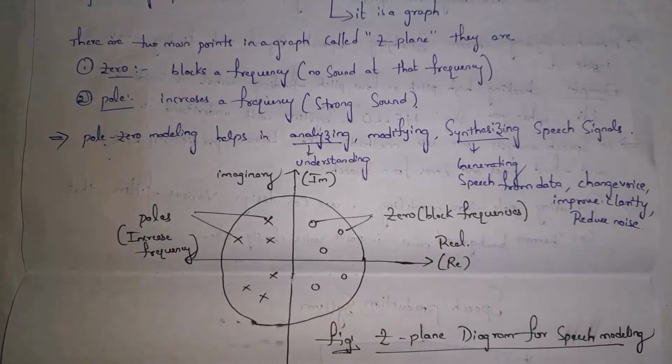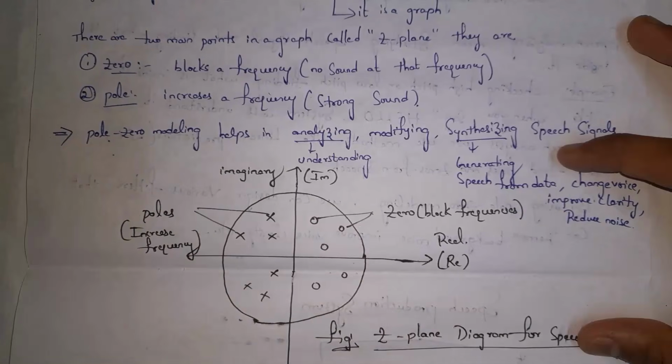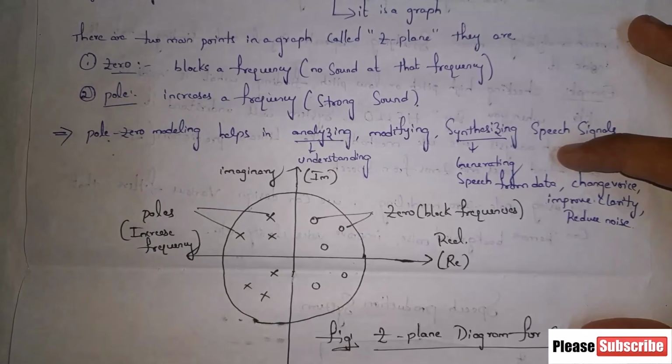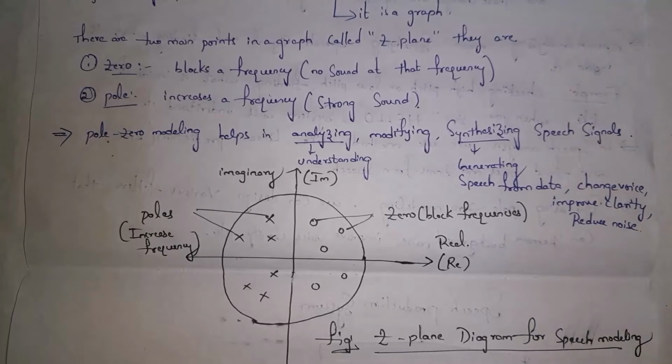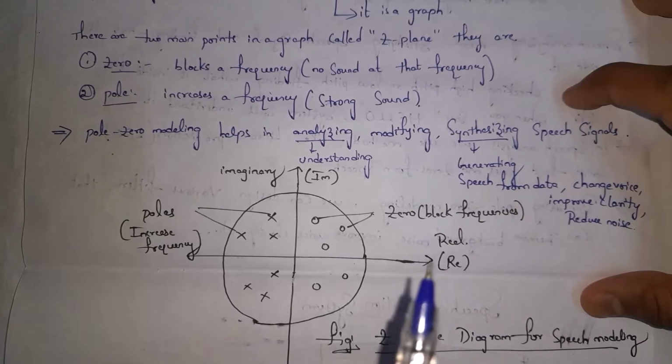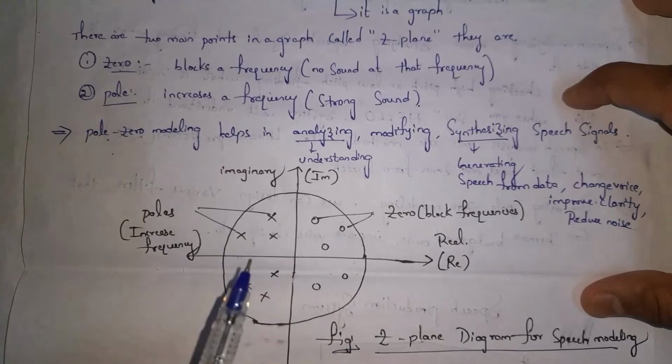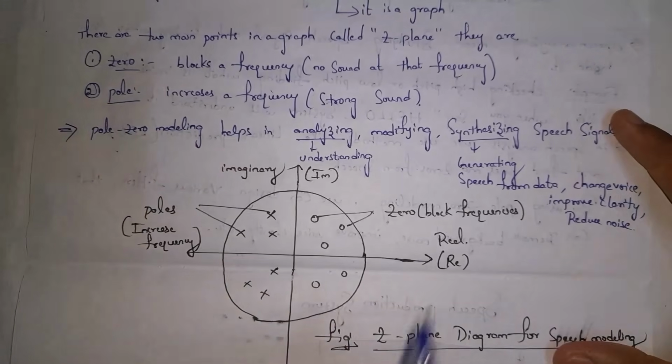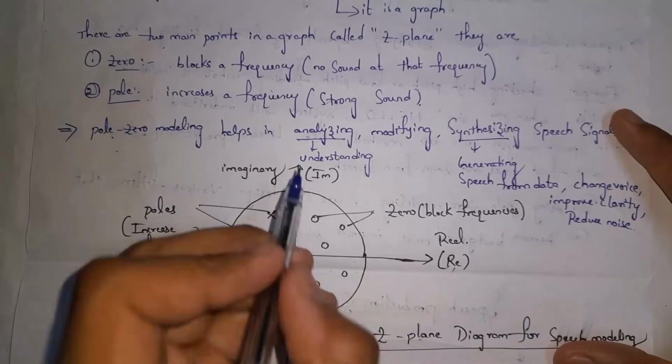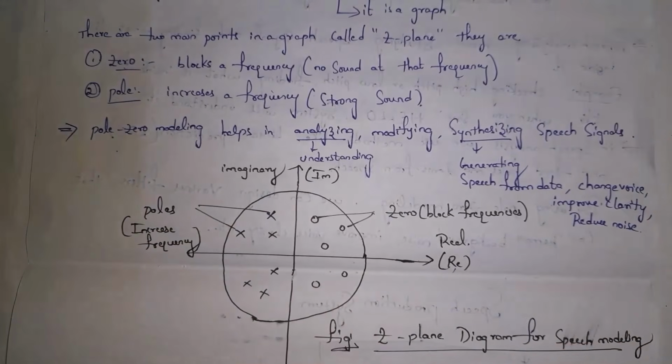Guys, this is the Z-plane diagram, which contains both poles and zeros. Zero will represent blocked frequency, that is there is no voice, whereas poles will represent increasing frequency, that is when we speak, frequency will increase, and we call it poles. We will represent zero with a small o, and poles with a small x symbol, where RE stands for real part and IM stands for imaginary part. This is all about the Z-plane diagram for speech modeling.